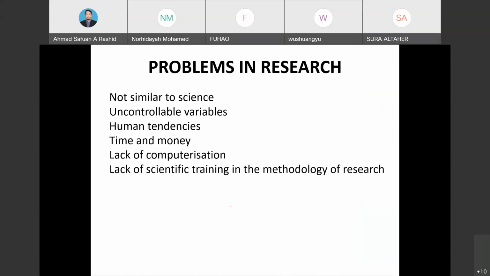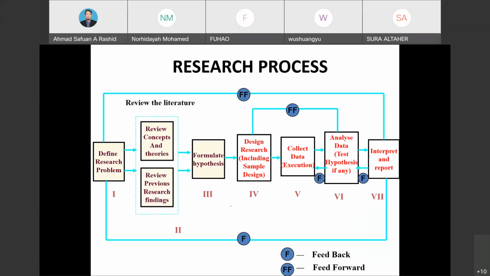So this is the research process: define the research problem, review concept and theory, review previous research findings. It should be parallel. Review concept and theory: this is not related to the previous study. It is very general, but it is related to your study. Then you need to review also the previous findings.